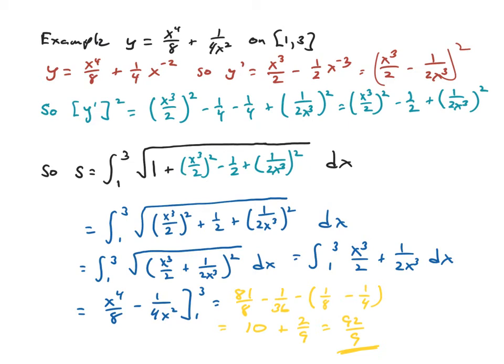But I tend to look at this thing right there and say that it is equal to x cubed over 2 plus 1 over 2x cubed, that thing squared. And when I simplify the square root, my arc length is now s equals the integral from 1 to 3 of x cubed over 2 plus 1 over 2x cubed dx. And when I integrate that, that's x to the fourth over 8 minus 1 over 4x squared, going from 1 to 3.